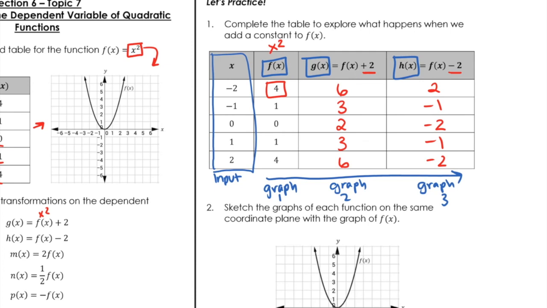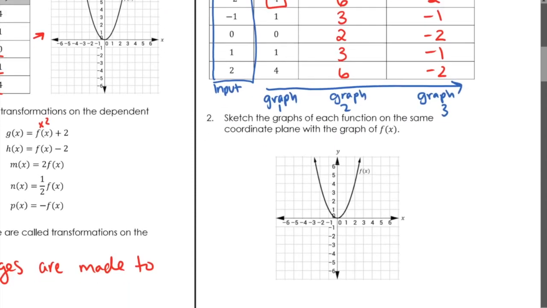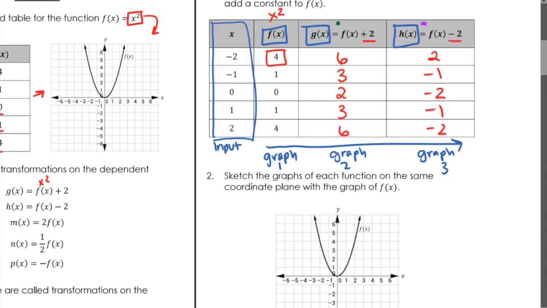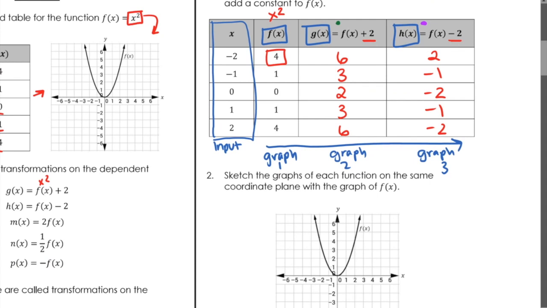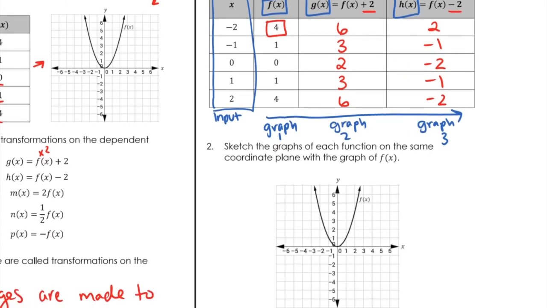Okay. Let's go ahead and choose different colors. So the g of x, we'll put that one as green. And the h of x, we will do that one as purple. Okay. So sketch the graphs of each function on the same coordinate plane as the graph of f of x. So graph 1 has already been done for us. It's already graphed. So let's go ahead and do the green graph now.